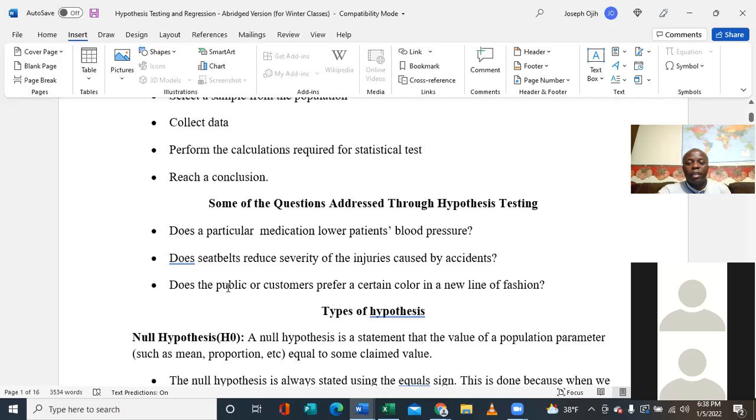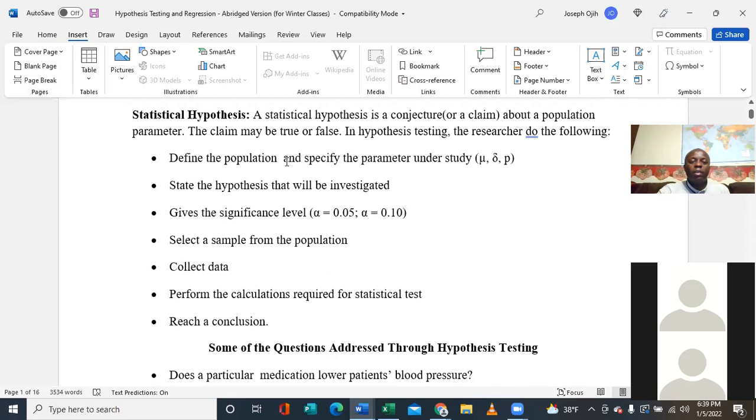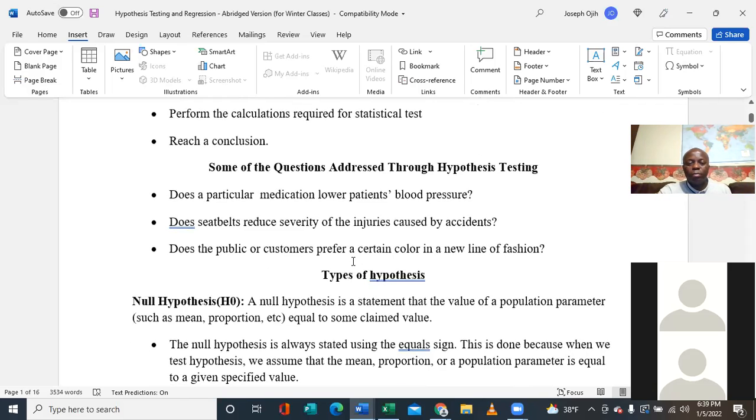Some of the questions we answer are, for example: does a particular medication lower blood pressure? Does a seatbelt reduce the severity of injuries in an accident? Is the COVID-19 vaccine effective for fighting the virus? All kinds of questions. Once you have that question, you then state your hypothesis. Define the population and the parameter, then state your hypothesis, put your significance level, then select the sample, collect data, analyze, and reach a conclusion.